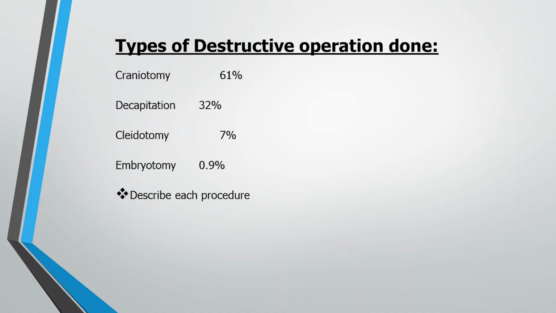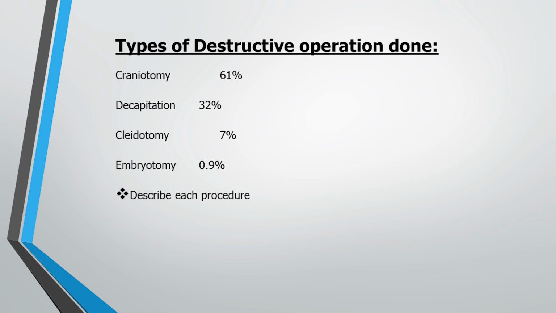The next destructive operation that we commonly do is decapitation. Decapitation, we cut the head of the fetus, particularly if the baby is dead and is lying transversely in the womb. There is a hook, which I will show you shortly, with which you can decapitate the head and push the head back, and then deliver the body of the fetus, and then later you deliver the head of the baby. So, decapitation. And cleidotomy is division of the clavicles of the fetus.